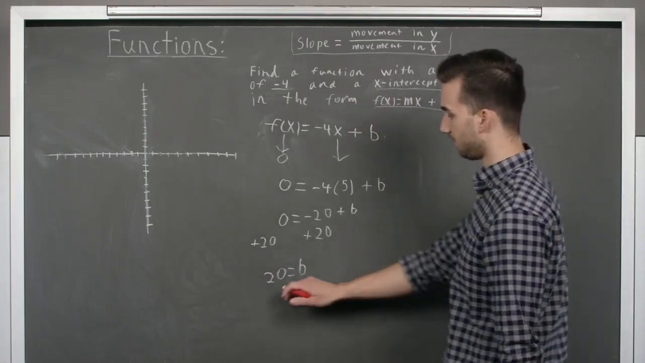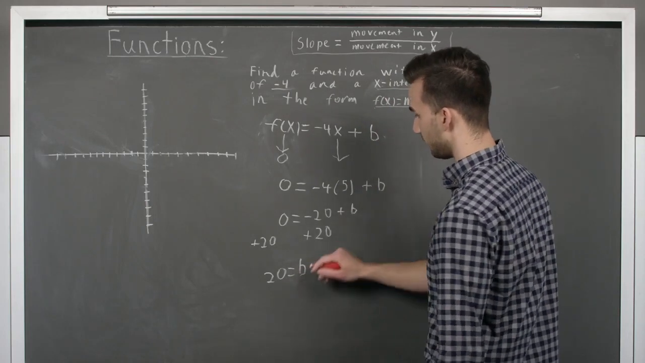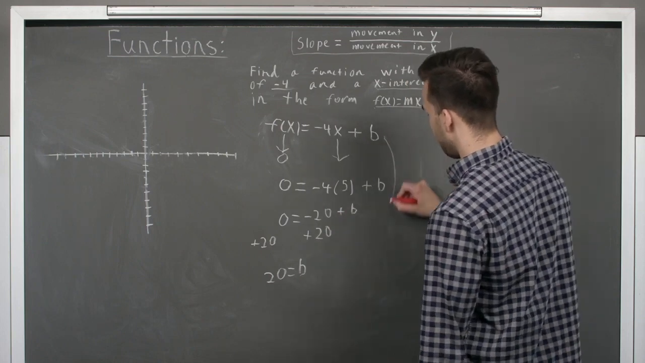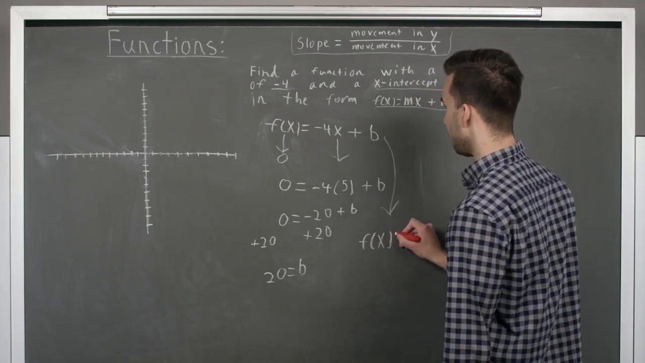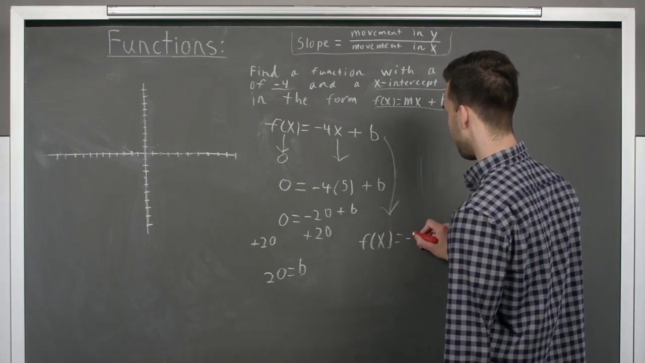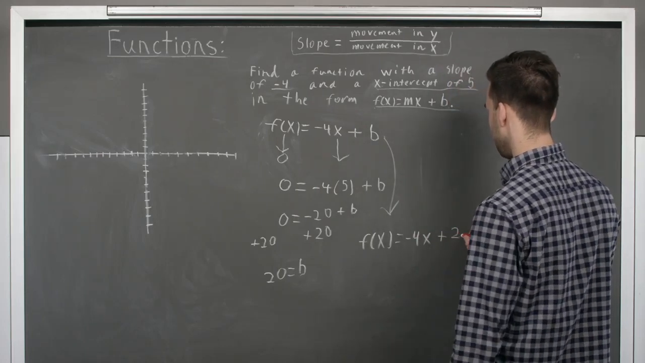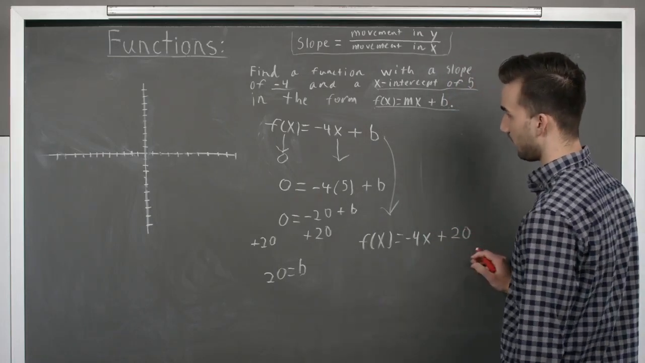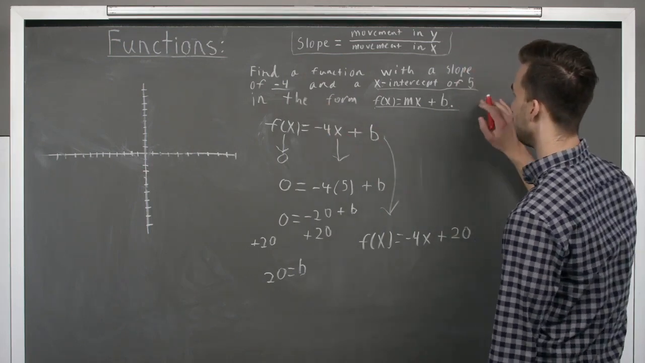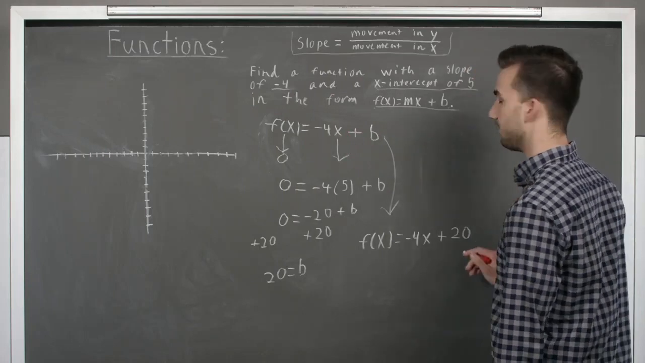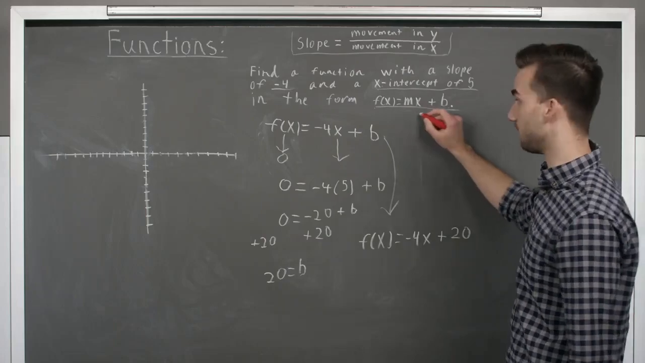So what does this mean? This means that our b value up here is equal to 20. So we can rewrite the whole function as f of x is equal to -4x plus our b value of 20. And if you wanted to graph this, this would give you a slope of -4 and x-intercept of 5. But let's do another example to get us comfortable with working backwards.